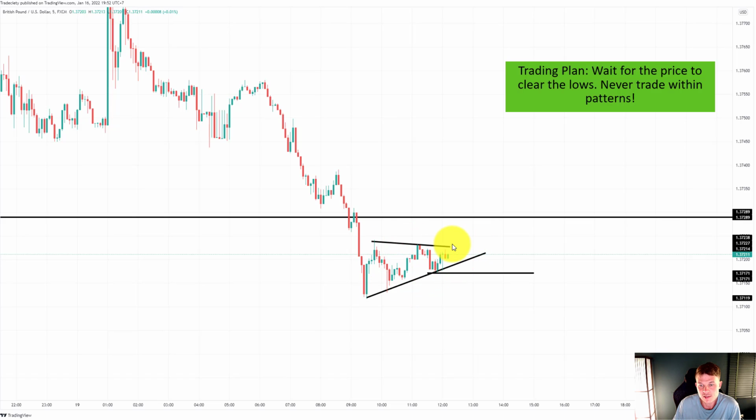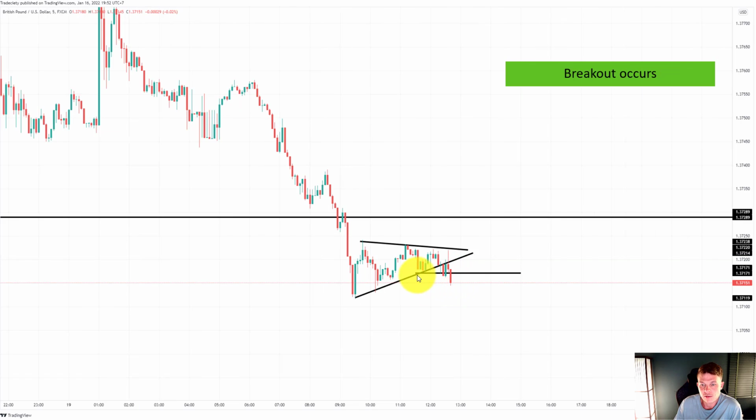Trading within consolidation patterns is a very, very low probability trading plan because there's just so much noise in those patterns, and you can increase the odds significantly if you just wait a little bit to get out of those patterns. So this is what we see. You can see the market is clearing the lows. What does this mean? It means that the market is resuming here the trend structure of lower lows and lower highs.